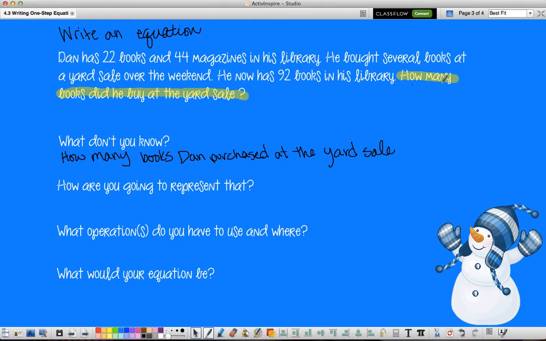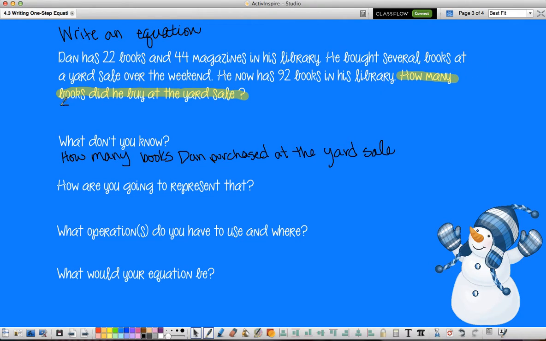Now I'm doing this part before I do the rest of my QBs because we're going to talk about important information and not important information. The only reason I know that I don't know this part is because that's my question. So if I go through here and I look, it says Dan has 22 books and 44 magazines in his library. He bought several books at a yard sale over the weekend. He now has 92 books in his library. Typically as students what we like to do is go through and say, ooh, here's a number. Ooh, here's a number. Ooh, here's a number, and we just box them. But let's look at what's actually important here.